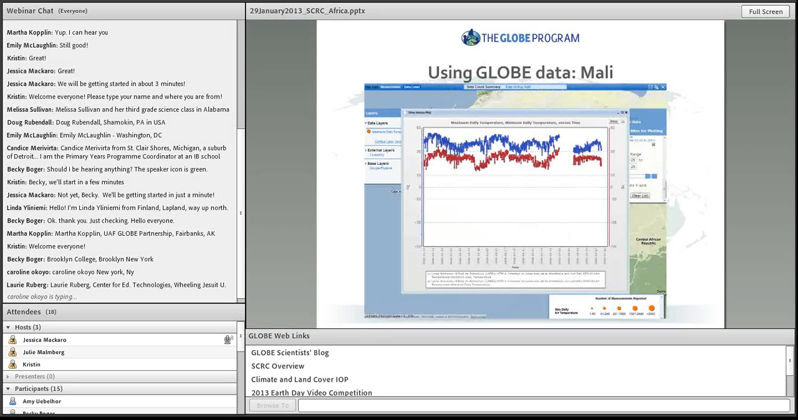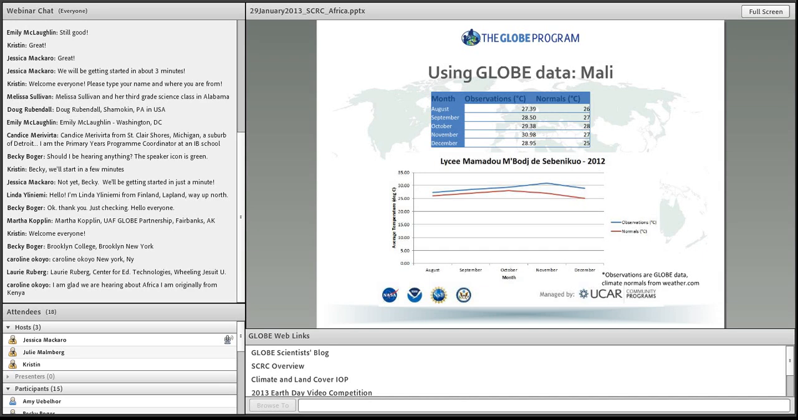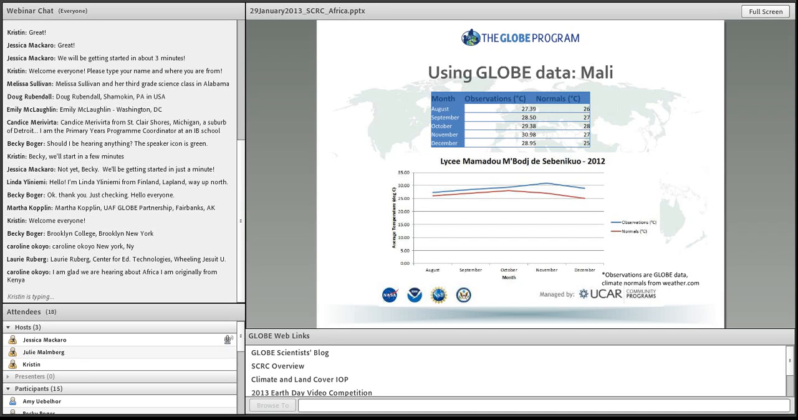I went through and downloaded the data, and I was able to calculate my monthly averages by using the daily maximum temperature and the daily minimum temperature. For the months of August through December, I calculated these, which are right here in degrees Celsius, and then I compared that with the normals for the city of Bamako. I found this information from weather.com, because it was really difficult to get all of the other information from other places, and they had it in a great form for me. These are all in degrees Celsius, and then I just plotted a time series from August through December.